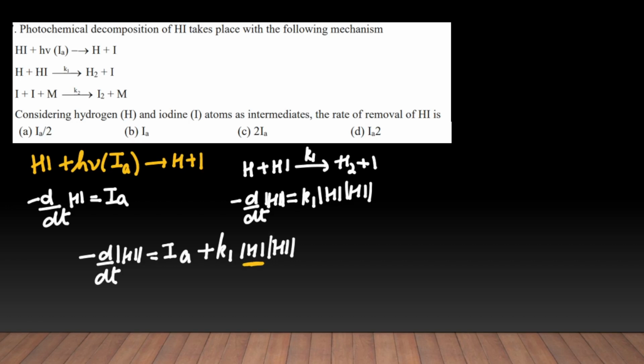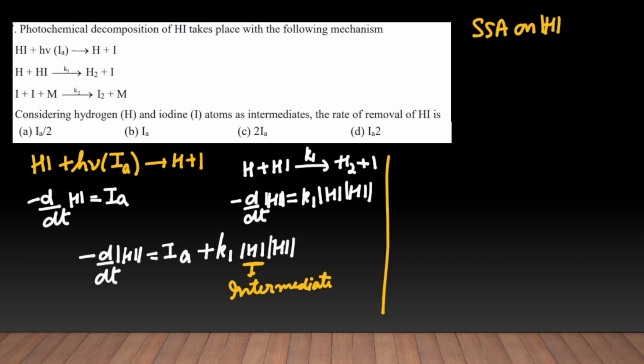The hydrogen is present, which is my intermediate, so we have to somehow eliminate this from this expression. For this we will be applying the SSA, the steady state approximation, over the H concentration. So consider all the reactions where the H species is involved. The first one we are having is this one.